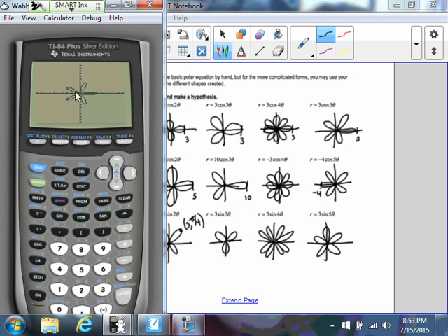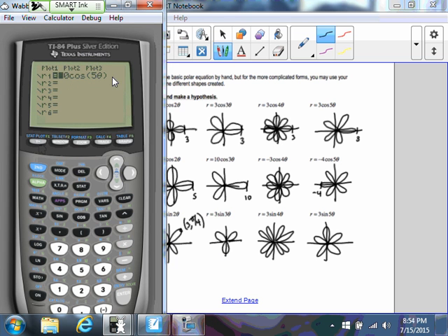And if you notice, they are going out a distance of 4, which was that first number that I had, the 4 there. So if I made that a 2, for instance, if I hit graph, it's a little bit smaller. Or let's make it 10, and then I hit graph. Then it's really big.